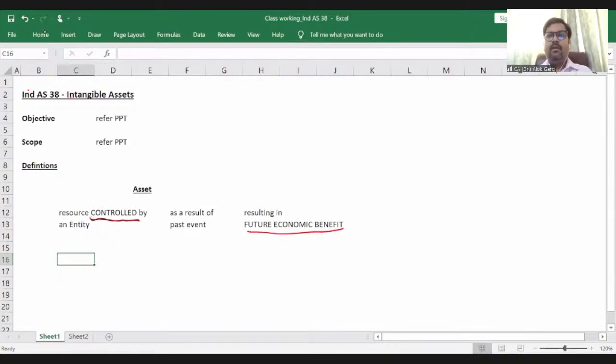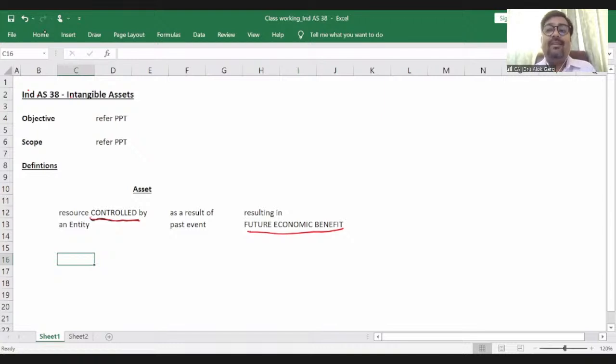For example, Bharti Airtel has acquired a spectrum license to provide 4G services, 3G services in a particular geography, right? So friends, is that spectrum license a resource? The answer is yes. Is it controlled by the entity? The answer is yes. Why? Because Bharti Airtel has paid to the Department of Telecom, Government of India, for acquisition of this telecom license. So as a result of past event, in the past they have paid for it and they got a right to operate in some jurisdiction. They got a right to operate for telecom services. So an asset is a resource controlled by an entity, as a result of past event.